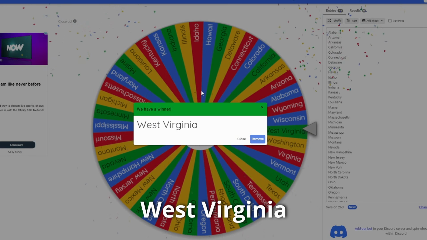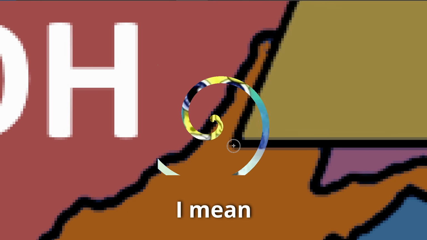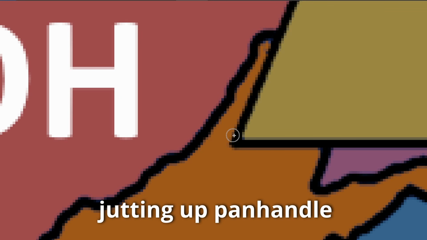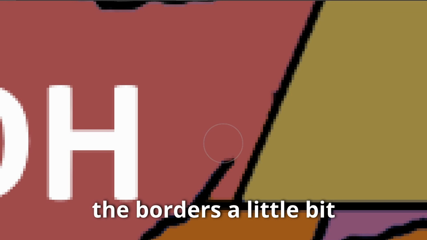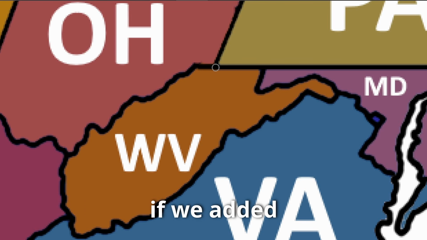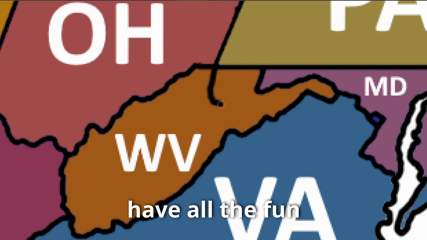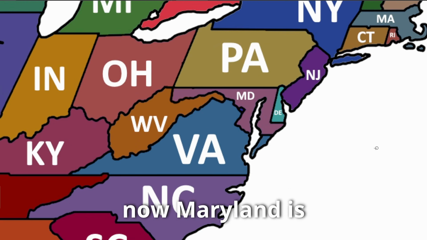West Virginia. You know what? Let's get a little serious here. Let's be honest here. I don't think anyone likes this little jutting out panhandle that West Virginia has. So let's just give this little piece of territory to Ohio to just clean up the borders a little bit. You know, give them good straight lines. I also think it would be a good idea if we added another 4 corners here out east. Can't let the western states have all the fun. There we go. Now Maryland is even longer.